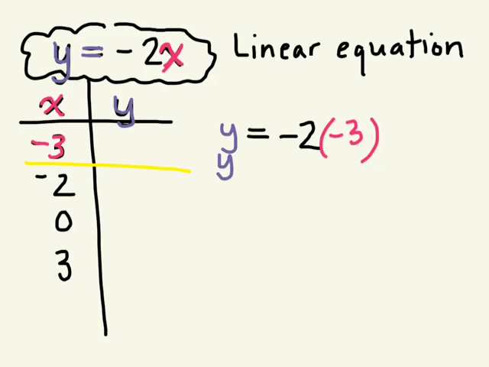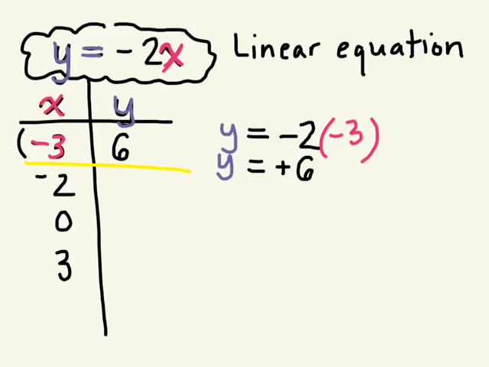What's y equal to for the first one? What's a negative times a negative? Do you remember? Negative, positive. Good, a positive, and 2 times 3? 2 times 3 is 6. Good. So when x is -3, y is +6.